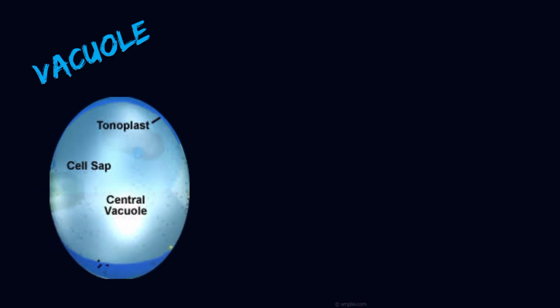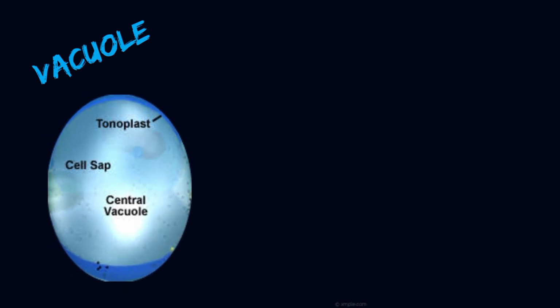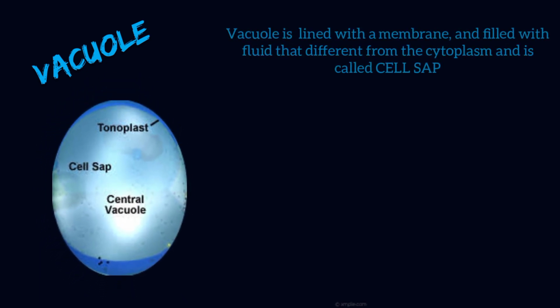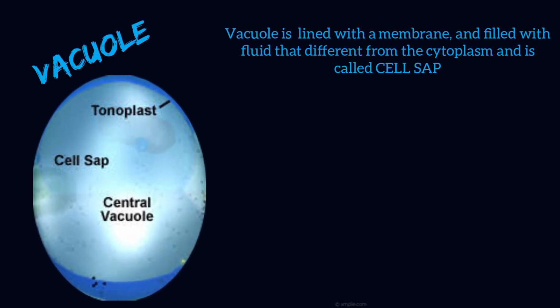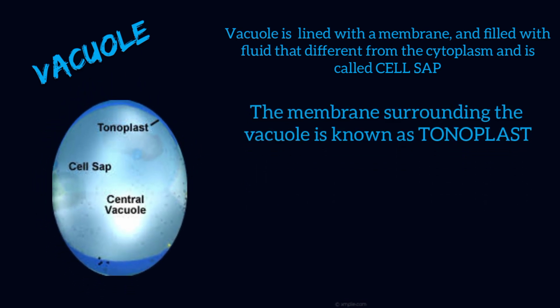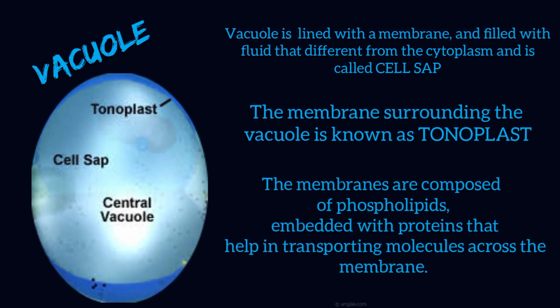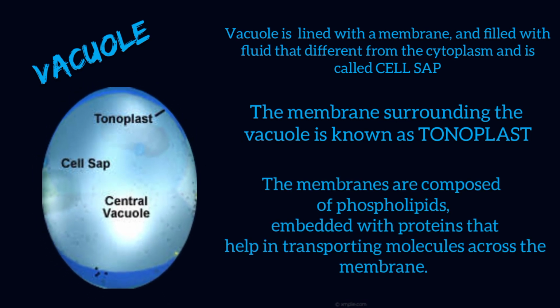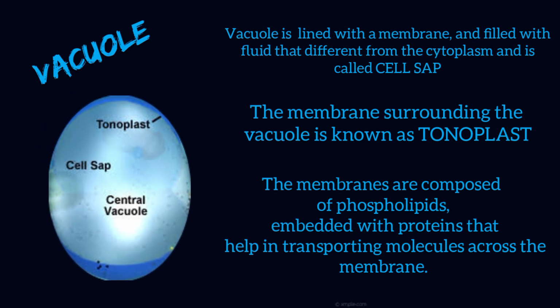Next are the vacuoles. The vacuoles are membrane-bound spaces either filled with fluid or solid. This is a figure of the central vacuole of a plant cell. The vacuole contains fluid that is different from the cytoplasm, and this fluid is known as the cell sap. The membrane surrounding the vacuole is known as the tonoplast. The membranes are composed of phospholipids embedded with proteins that help in transporting molecules across the membrane.